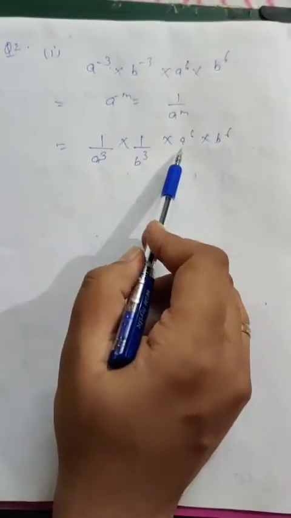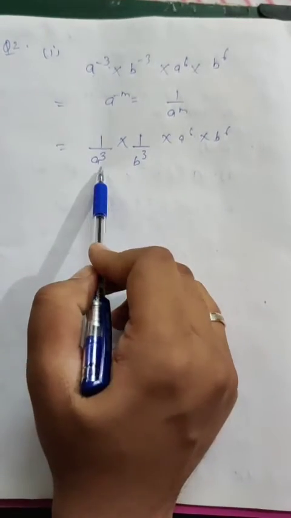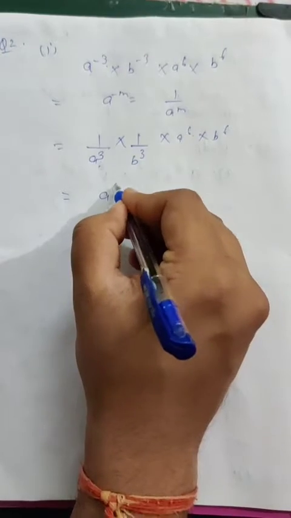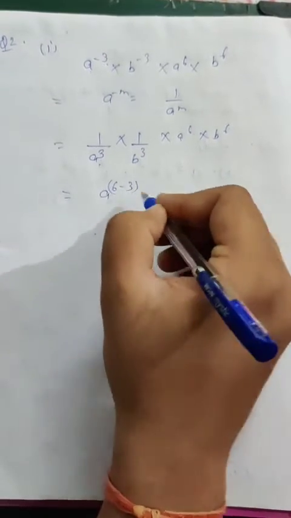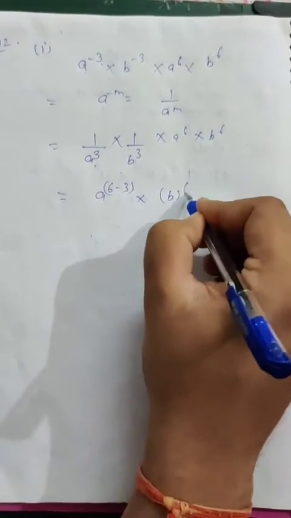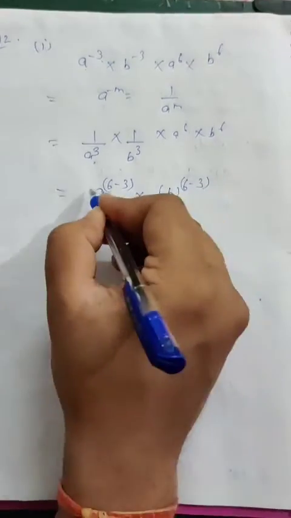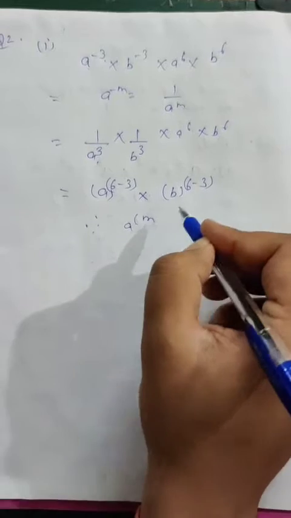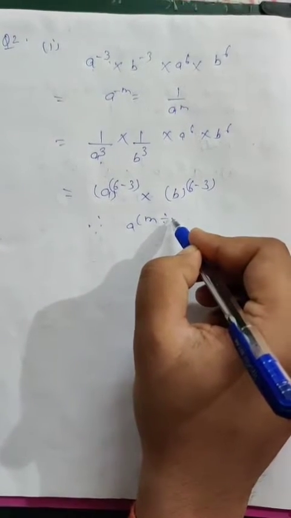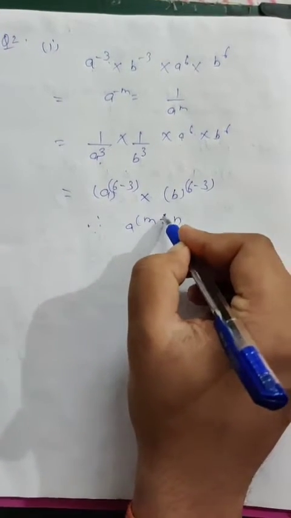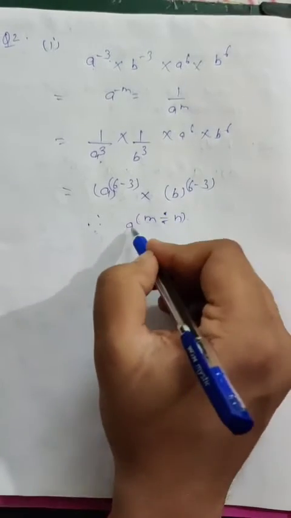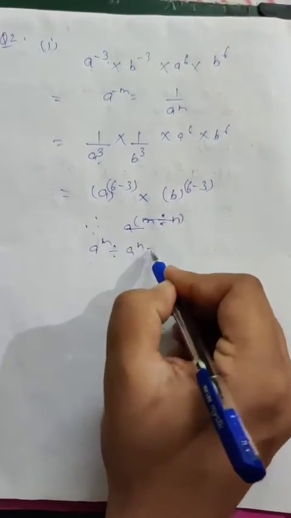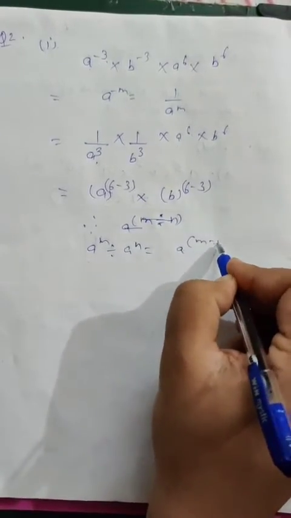Now as you can see, a raised to the power 6 divided by a raised to the power 3. So a raised to the power 6 minus 3 multiplied by b raised to the power 6 minus 3. As we can say, see this, when a raised to the power m is divided by a raised to the power n, we get a raised to the power m minus n.